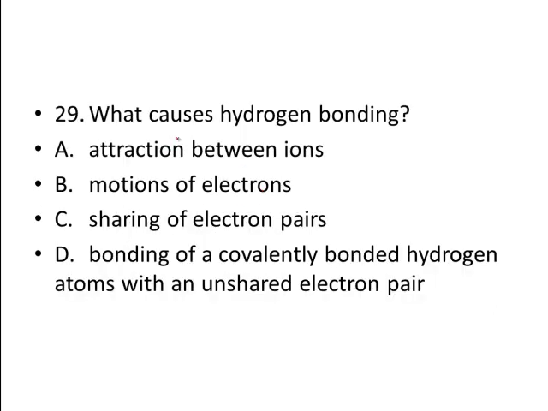Let's go to 29. What causes hydrogen bonding? Hydrogen bonding is caused by attraction between ions. So we see that we have all these definitions that look familiar from what we've learned in chemistry class, but they're actually describing other types of bonds. Attraction between ions, anything that has ions in it, is going to be an ionic bond.